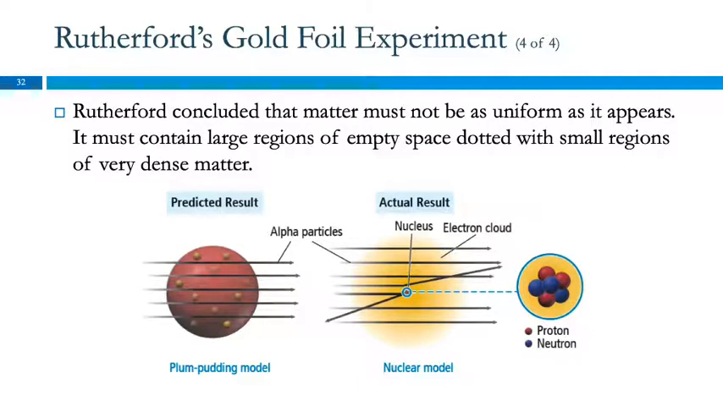But the actual result is that while most of them went straight through, a few of them bounced back. They must have hit something that was quite massive. And so he concluded that matter is not as uniform as it appears. There must be large regions of empty space dotted by small regions of extremely dense matter. And so we now call this dense matter part the nucleus. And in the nucleus we have the protons and the neutrons, and so this is called the nuclear model of the atom.